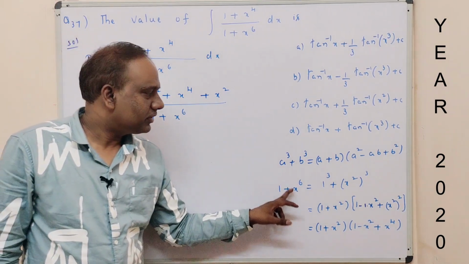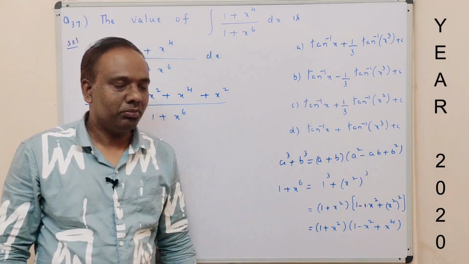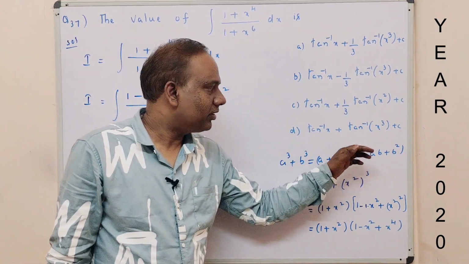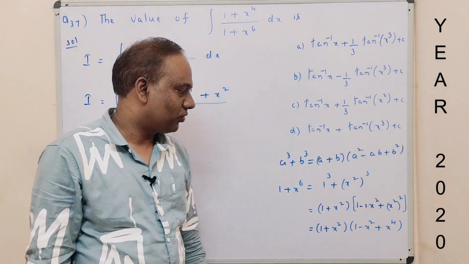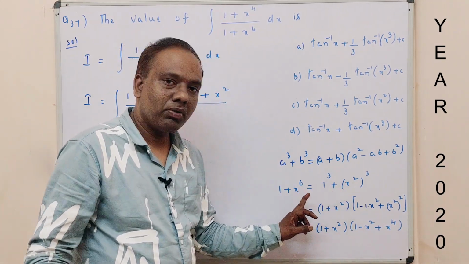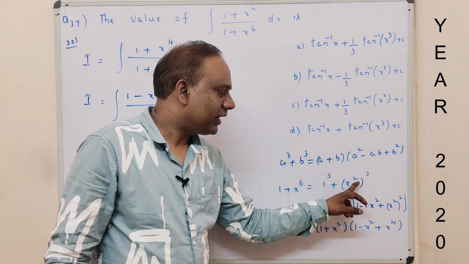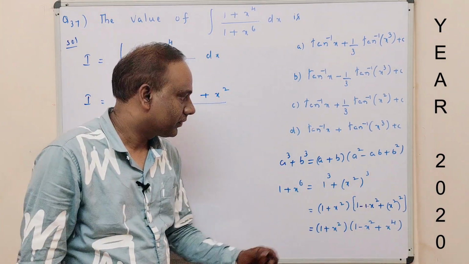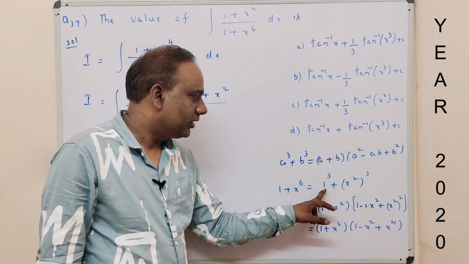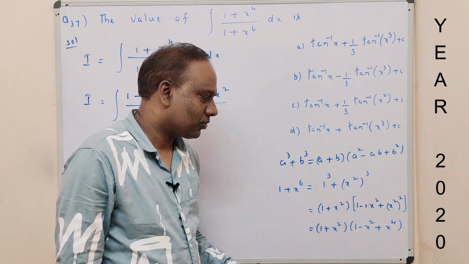So actually it is in the form of a cube plus b cube. So a cube plus b cube is equal to a plus b into a square minus ab plus b square. Here 1 can be written as 1 cube, and x power 6 can be written as x square whole cube now. By using this formula we can expand this. So here a is 1 and b is x square.